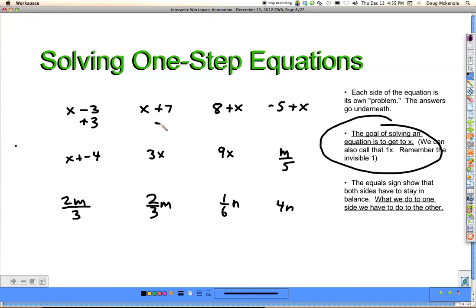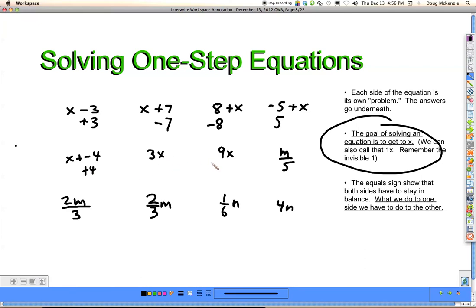This one, there's a +7, we would want a -7 to cancel that out, and that would leave us just with x. Here there's a +8, so we're going to subtract 8 from that side. We would also subtract 8 from the other side. Here we have a -5, so we're going to add a 5 to that, combining a -5 and a +5, and we would add 5 to the other side. This is a -4, so we're going to add 4.